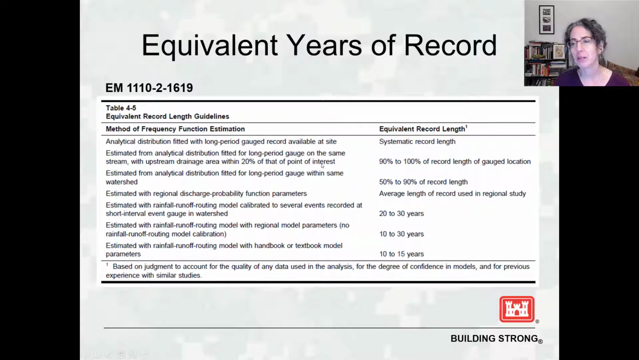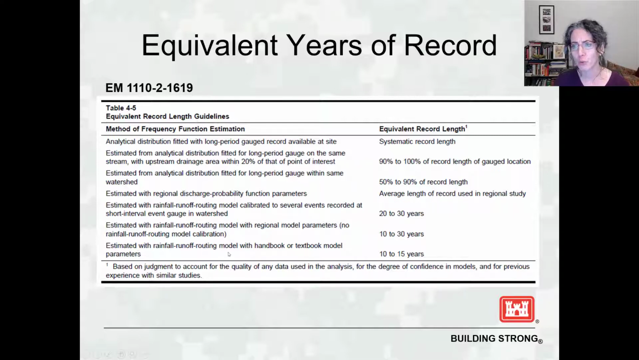Next, we have situations when we have a gauge that's nearby. First, a gauge on the same stream with drainage area within 20%. They're saying 90 to 100% of the record length can be used for the equivalent record length. Then we've got a gauge within the same watershed. And then we have somewhere between 50 to 90% of the record length being appropriate as the equivalent record length.